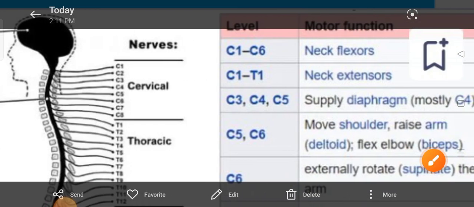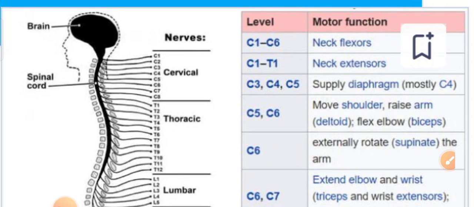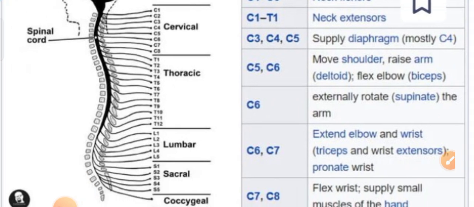Okay, if you want you can go through this one. Level C1 to C6, neck flexors will be there. The motor function of the cervical, C1 to C6. Next C1 to T1, neck extensors. Next is C3, C4, C5.